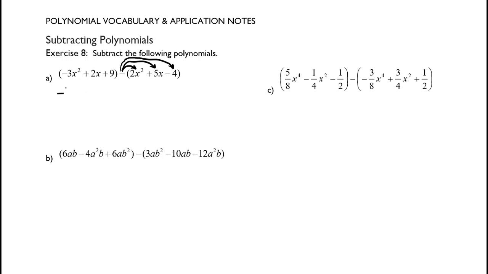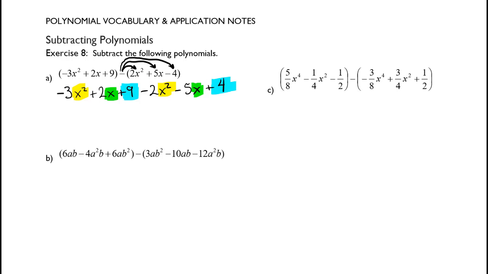So we're going to rewrite this as negative 3x squared plus 2x plus 9 minus 2x squared minus 5x plus 4. I just distributed the negative sign. Those are all my terms. Now I can combine them. I'm going to look for any x squared terms, and it looks like there are 2. Then I look for any x terms. There are 2. Then I look for any numerical terms, and there are 2.